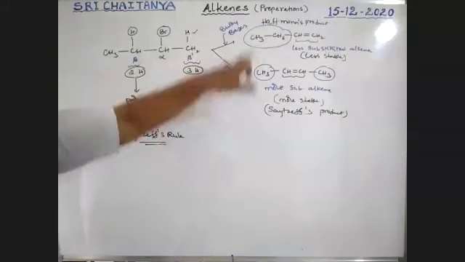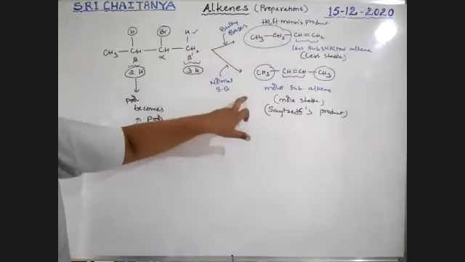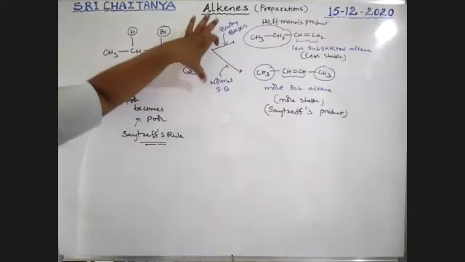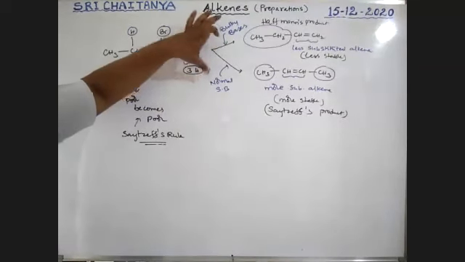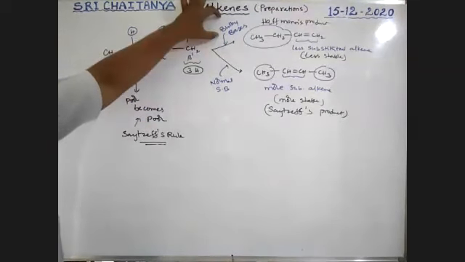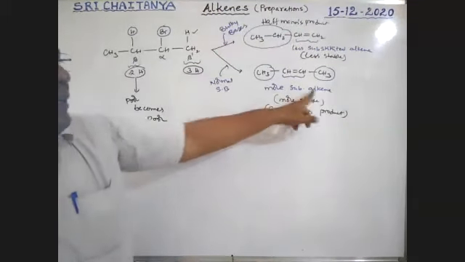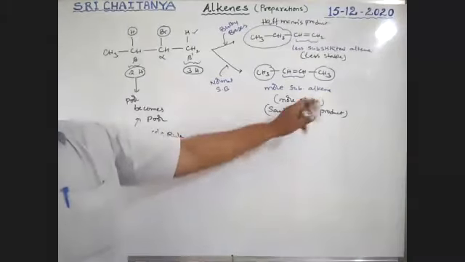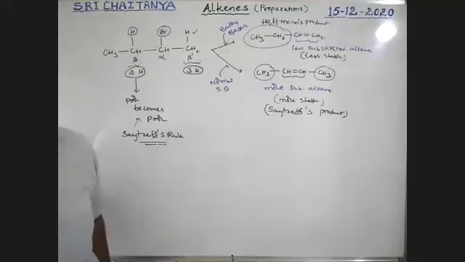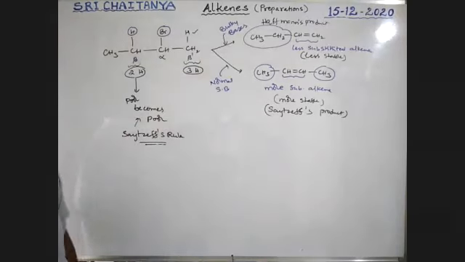This is the Saytzeff product. Either of these two is possible, depending on the nature of the bulky bases, boys. No doubt both are strong bases. If bulky groups are attached, the Hofmann product is the major one. If normal strong bases are there, the Saytzeff product is the major one. Boys, did you catch the concept? Please tell me. Did you understand the concept?